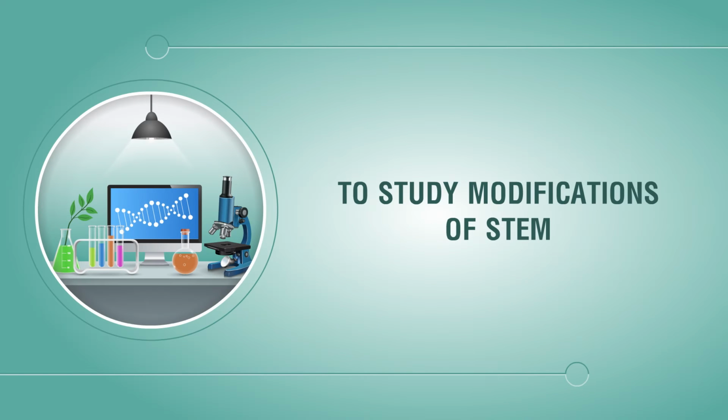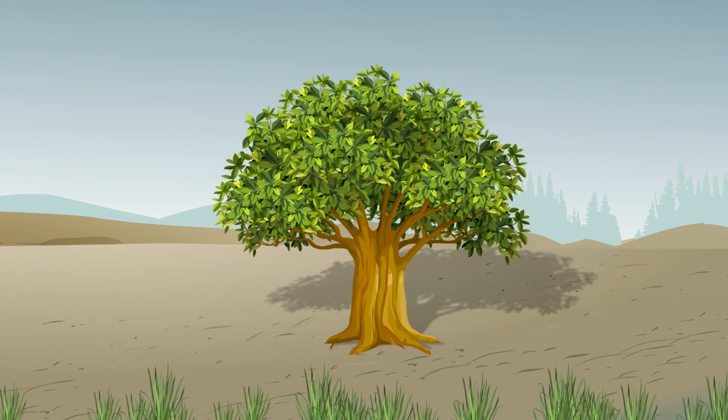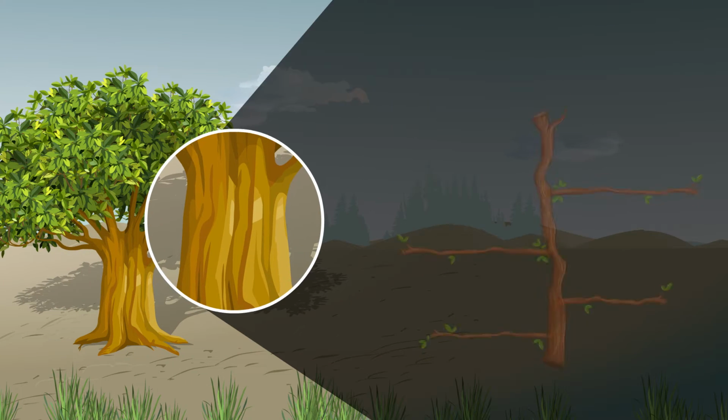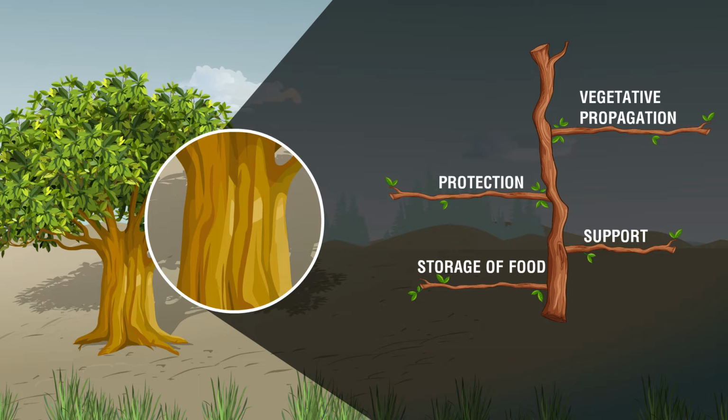to study modifications of stem. The stem is the central axis that bears branches, leaves, flowers and fruits. It helps to conduct water, nutrients and food to other parts of the plant. In some plants, the stem is modified to perform other functions such as storage of food, support, protection and vegetative propagation. Let's see some of the modifications of the stem.